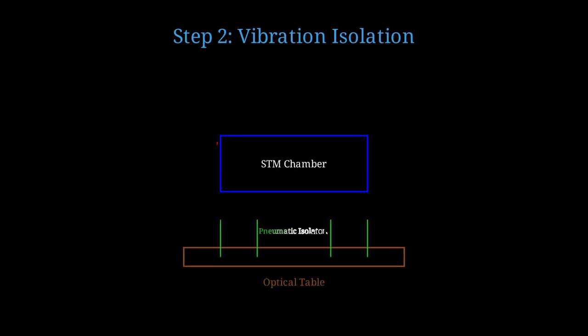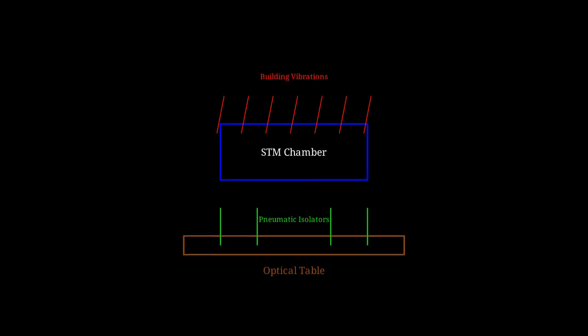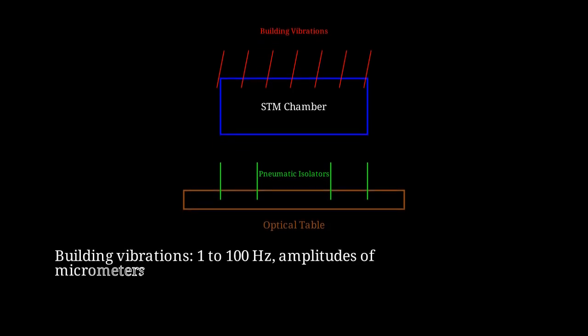Step 2 is vibration isolation. Remember, we're trying to measure distances with angstrom precision. Any mechanical vibration will completely destroy your measurement. A typical STM sits on a pneumatic vibration isolation table. This isolates the instrument from building vibrations, which typically have frequencies from 1 to a few hundred hertz. Building vibrations from footsteps, HVAC systems, and traffic typically have amplitudes of micrometers at frequencies of 1 to 100 hertz. Without isolation, these would completely overwhelm the atomic scale signal.